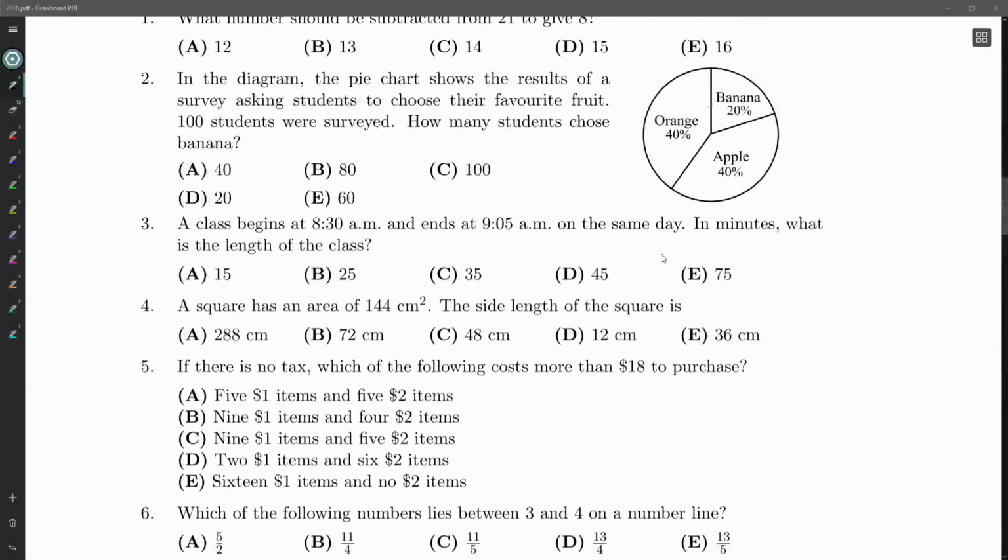In this video, we're going to look at question number 4, right here, from our 2018 Grade 7 Gauss. A square has an area of 144 centimeters squared. The side length of the square is, and then we've got 5 possibilities here.